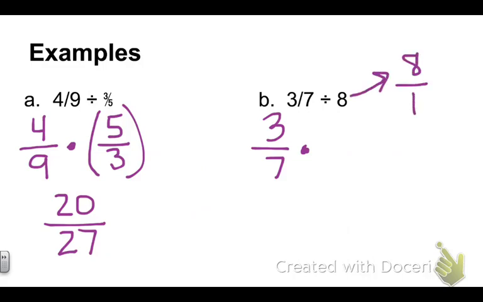So what's the reciprocal of 8/1? It's going to be 1/8. And then multiply straight across. 3 times 1 is 3. 7 times 8 is 56. And 3 does not go into 56, so that fraction is also simplified.